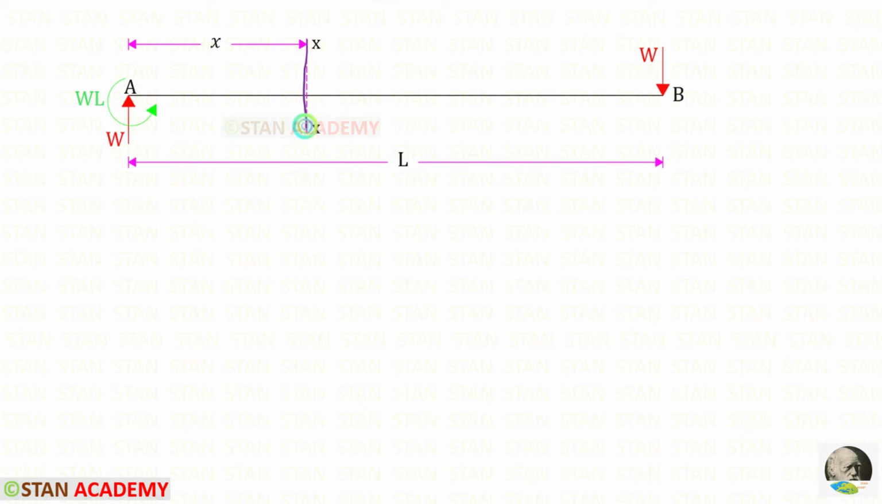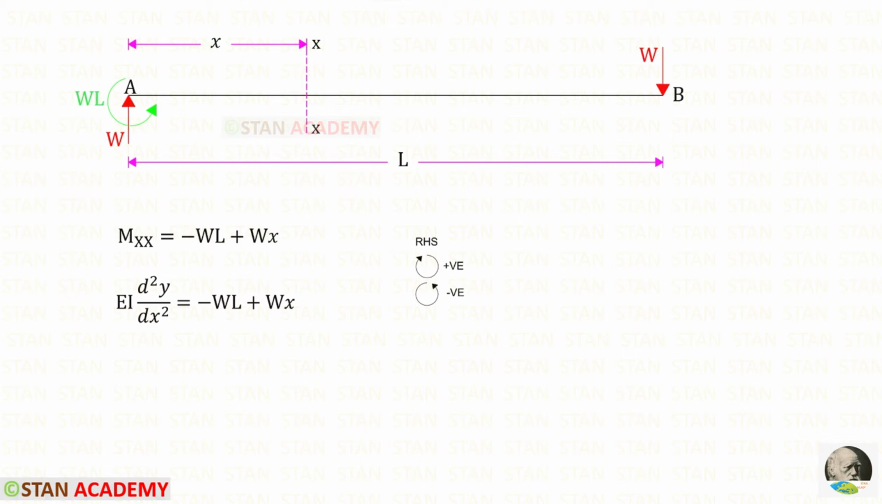I have made a section at a distance of x from the fixed end A. Let us find the moment about this section. Up to this section, we have the reaction W and the moment WL. The moment is acting in the anticlockwise direction, so it will be negative. The reaction W is acting in the clockwise direction, so it will be positive, and the distance is x. Then we have to equate the moment to EI d square y upon dx square.